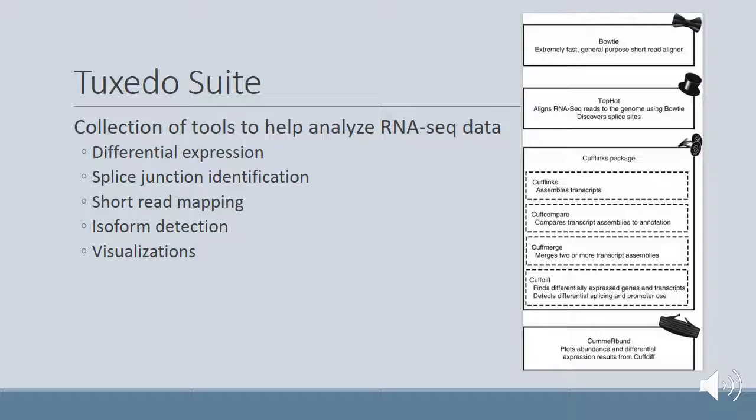Using the Tuxedo Suite, you can determine differential expression, identify splice junctions within the RNAs. You can do short read mapping, identify isoforms, and finally you can visualize the data. So the tools that we're using in this presentation are TopHat, CuffLinks, CuffCompare and CuffMerge, CuffDiff, and then finally for the visualizations, Cummerbund.